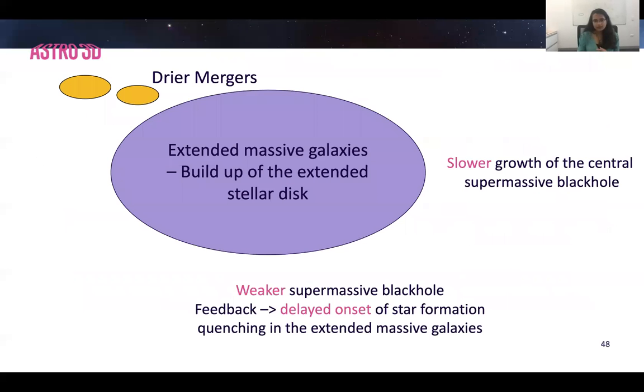So just to summarize this whole discussion: extended massive galaxies experience drier mergers. Due to these drier mergers, they build up an extended stellar disk, since dry mergers are not as effective at funneling the gas towards the galactic center. So the growth of the central supermassive black hole in these extended massive galaxies is relatively slow, due to which the black hole feedback is weak, and the weak black hole feedback could be responsible for the delayed onset of star formation quenching in these extended massive galaxies.